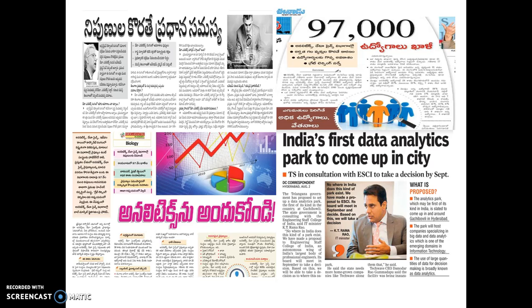And these are some of the news snippets. You can see here there's a lack of data science talent available, and there are nearly 1 lakh job openings, and every industry is trying to catch these data analytics advantages. And also we can see India's first data analytics park is to come up in Hyderabad, Telangana.